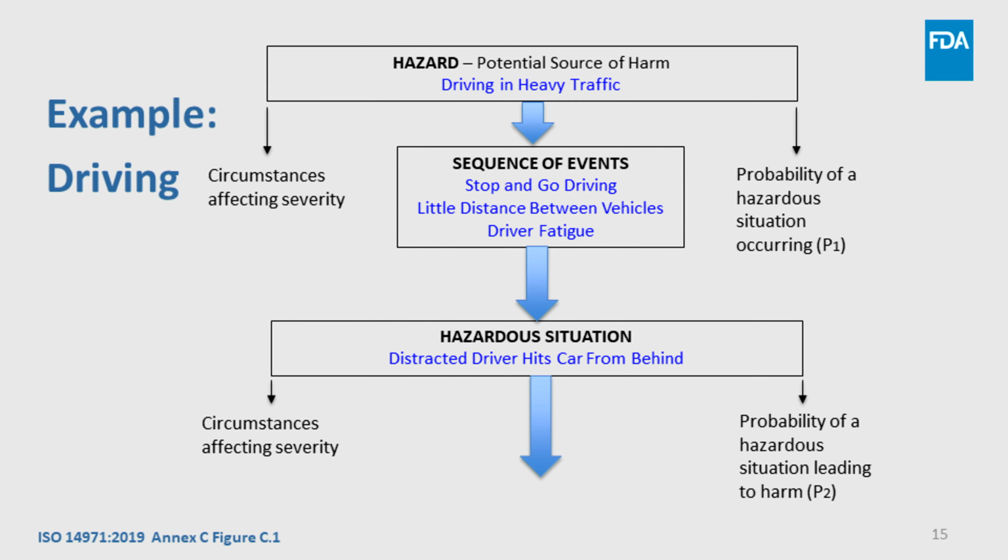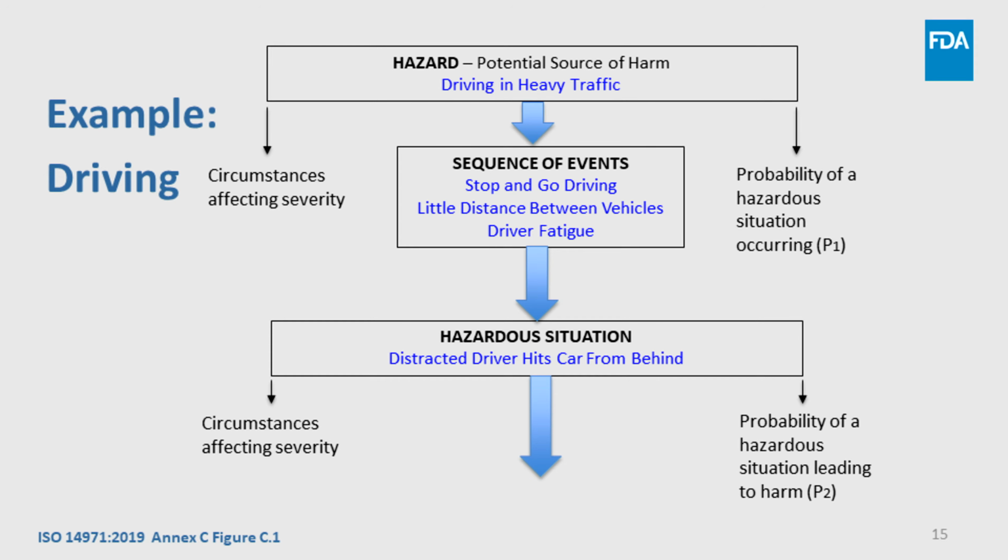We will add into the driving example the probability of the sequence of events and hazardous situation occurring on the right side of the slide and the circumstances that can impact severity on the left side. We can identify the probability of the hazard occurring as P1 and then the probability of the hazardous situation occurring as P2. Some additional questions we can ask ourselves. Is it rush hour? Early in the morning? Late in the day? What are the road conditions? Additionally, for the hazard and the hazardous situation, we can determine the circumstances that can affect the severity of harm. These could be the speed I'm driving, the size and type of my vehicle, car, and its safety features.